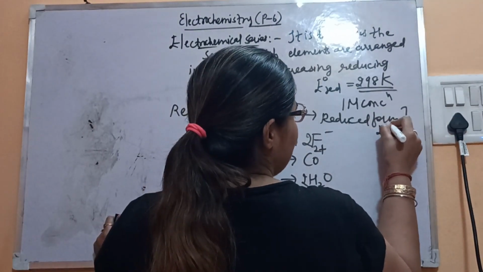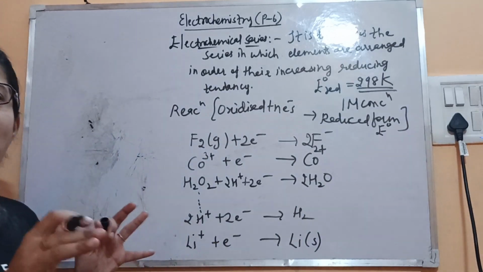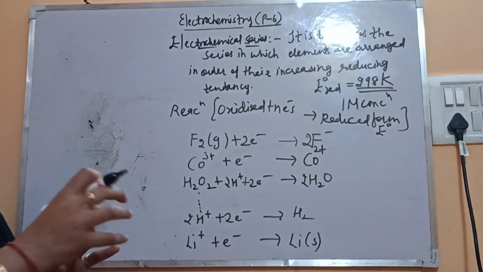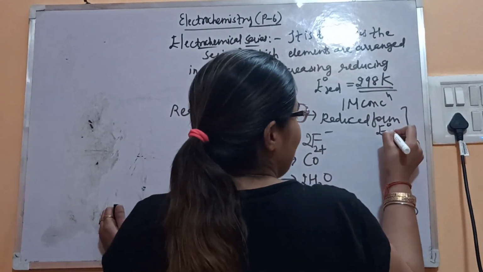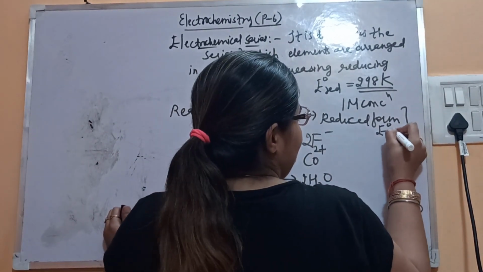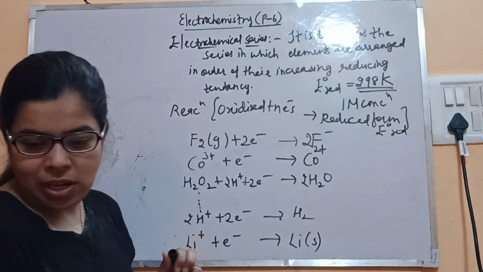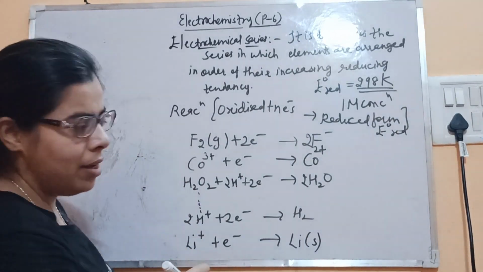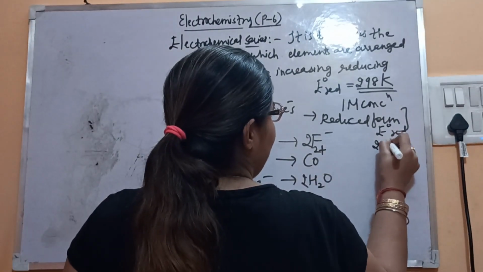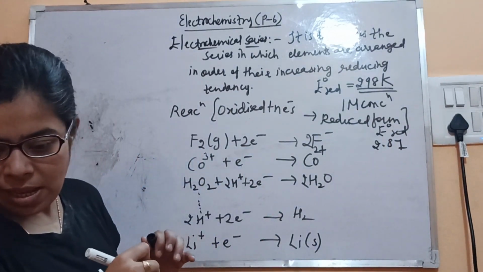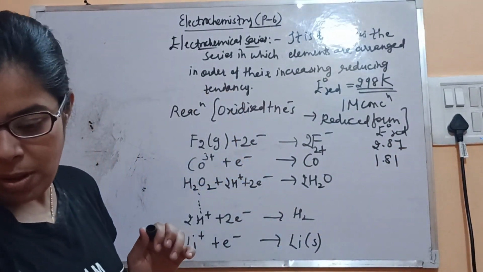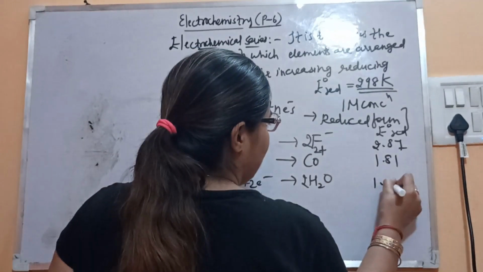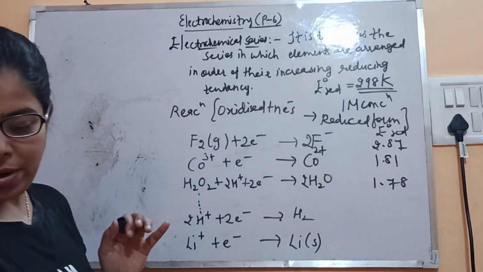No need to learn the series. You only have to understand it, and we have to take a few concepts out of it. So the E naught reduction potential is given in volts. This is 2.87 here. Then cobalt has the value 1.81. After that 1.78. These values are very, very important for us.